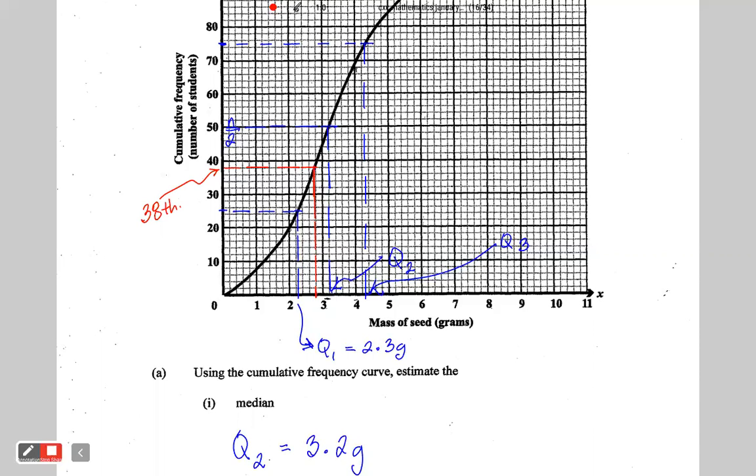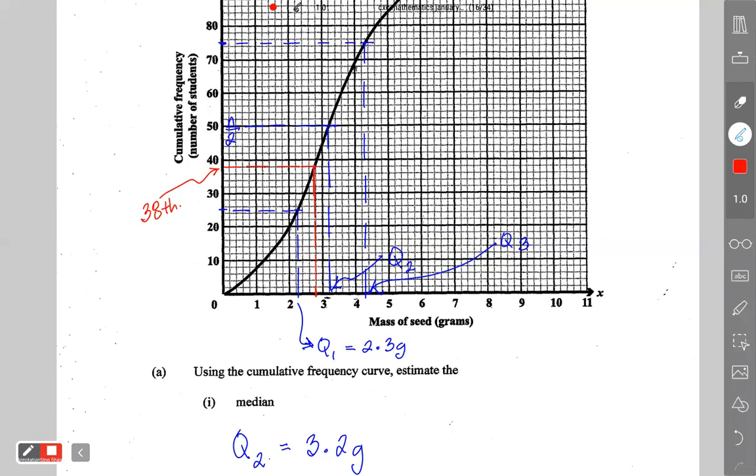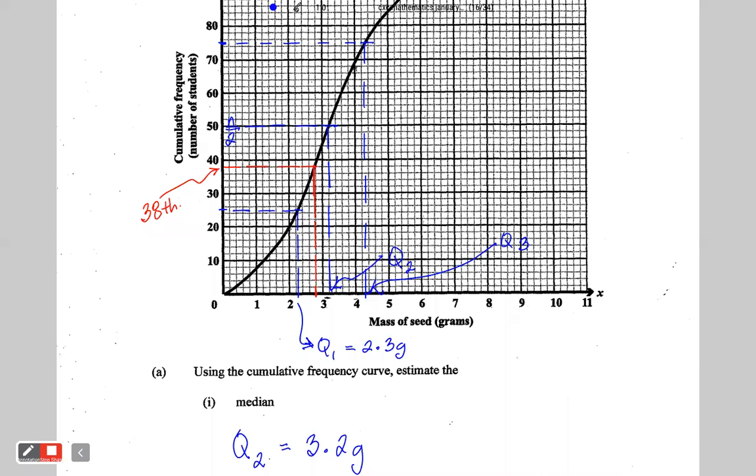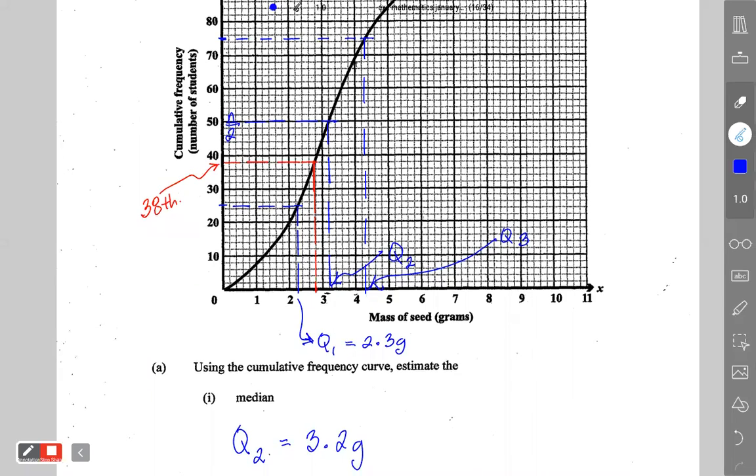Everybody above him believes it to weigh more than 2.8 grams, and everybody above him gives an estimate of more than 2.8 grams, and everybody below him gives an estimate that is less than 2.8 grams. So my answer to this question would be... all right, so let's get to the answer.